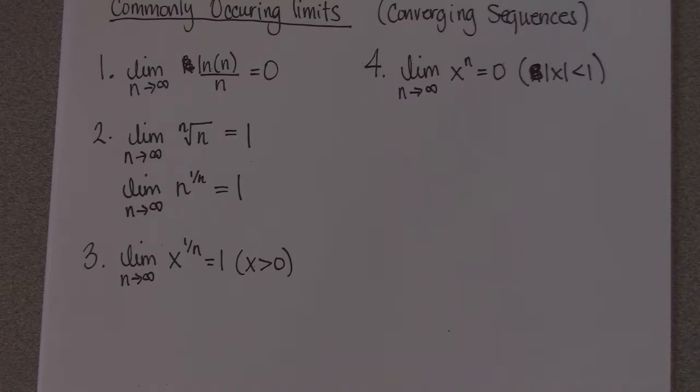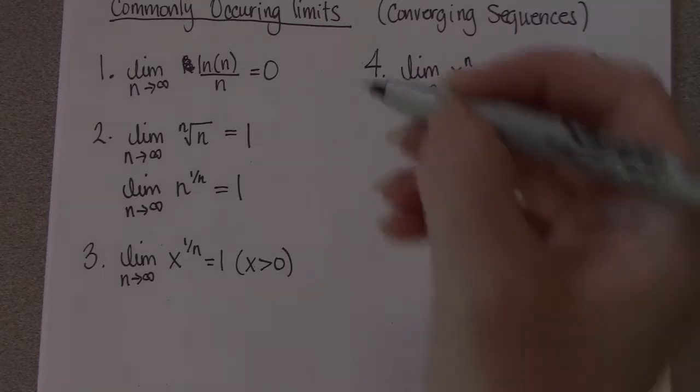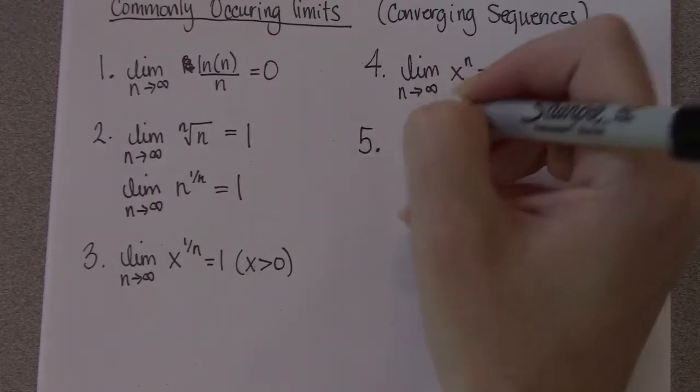But hopefully, for obvious reasons, if x gets greater than 1, right, we know that thing's going to blow up to infinity. Like 2 to the n is going to blow up to infinity. 3 to the n is going to blow up to infinity. So it's got to be a number less than 1, or this isn't going to work.